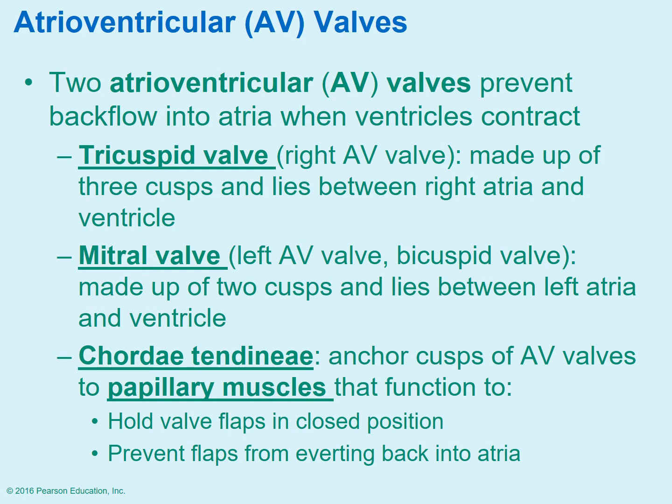With AV valves, you have these chordae tendinae that look like flaps or cuffs that anchor them to the papillary muscles. It's going to help hold the valves in the proper position. It prevents the flaps from flapping backwards into the atrium. So basically, the chordae tendinae help to position and keep the valves operating properly. So tricuspid on the right, bicuspid on the left.